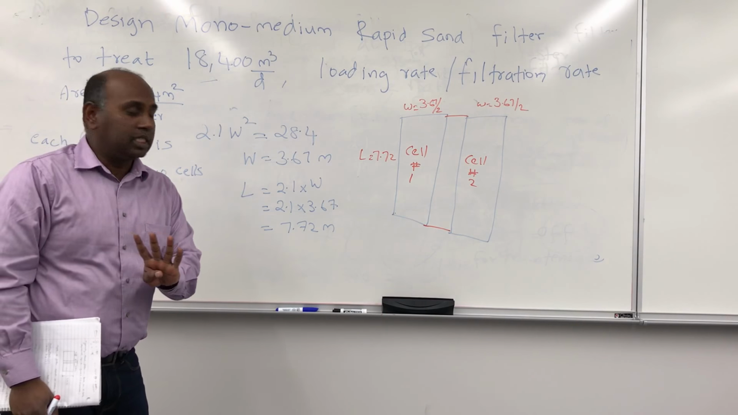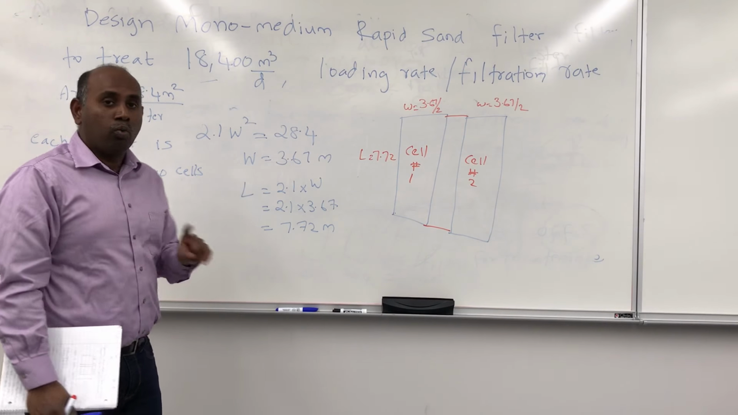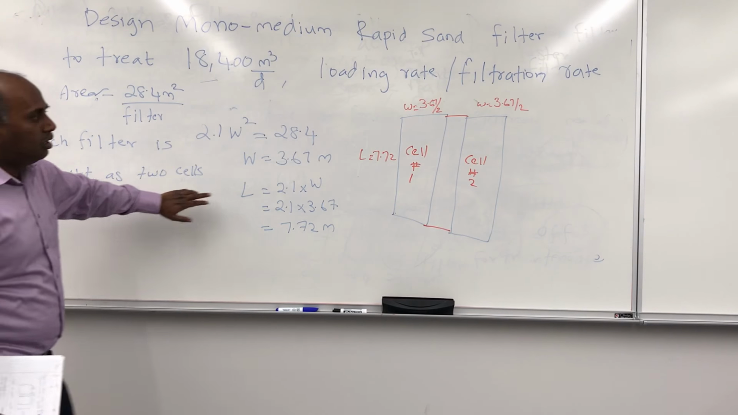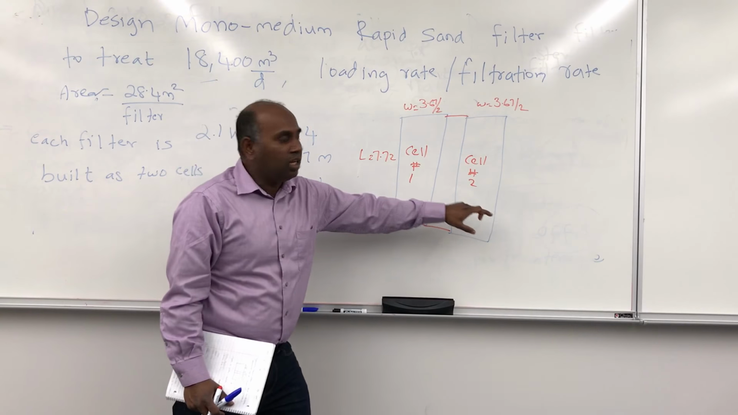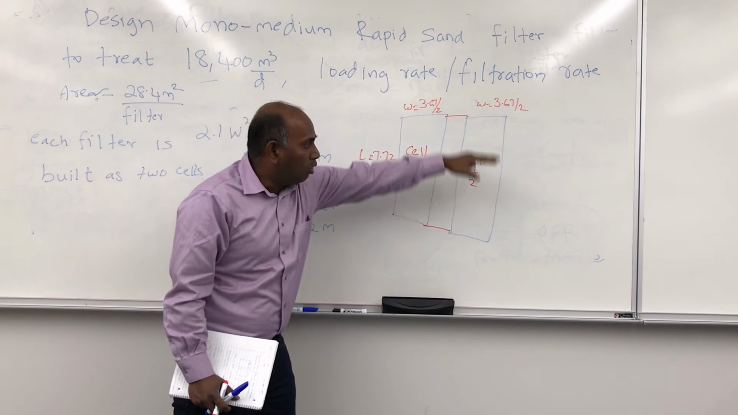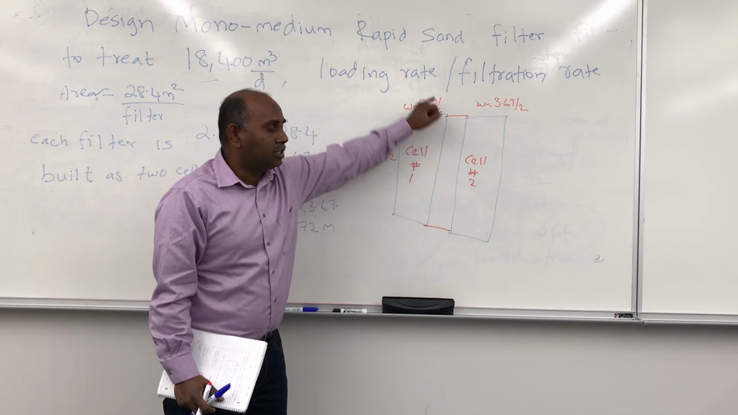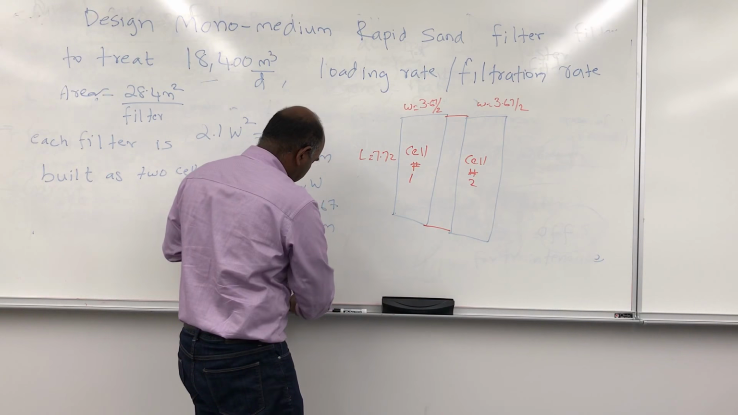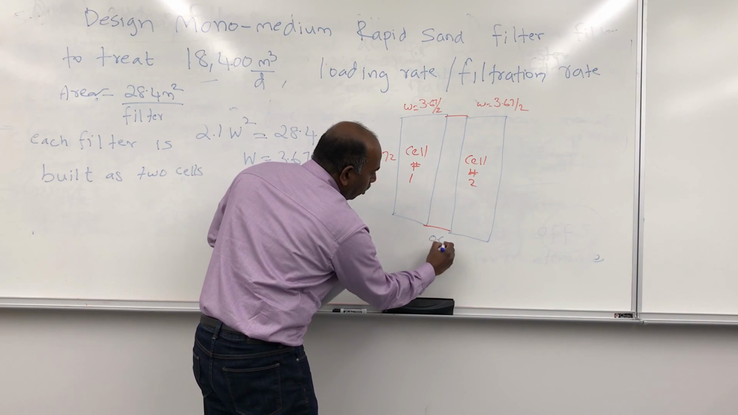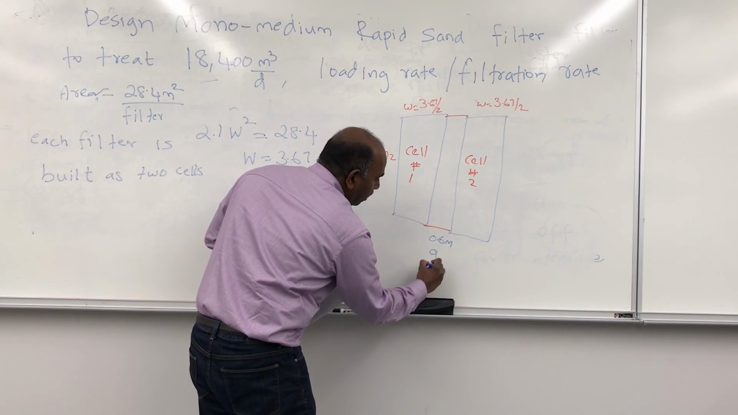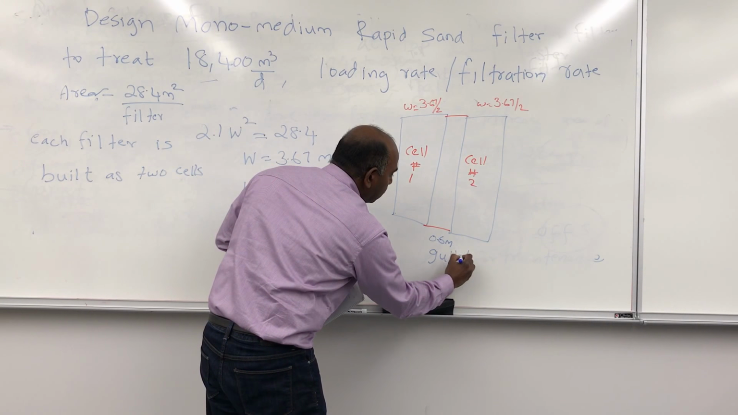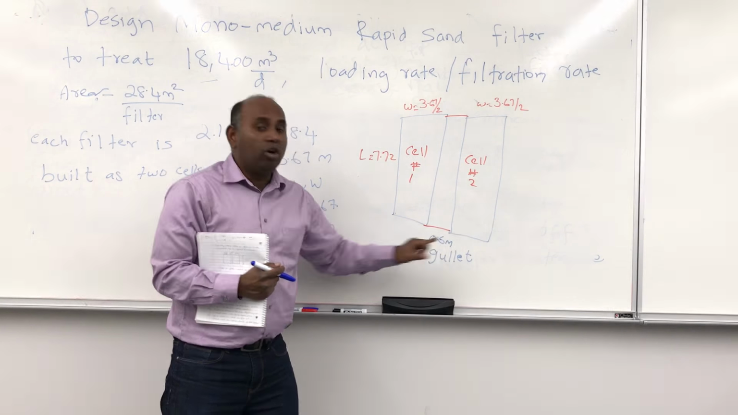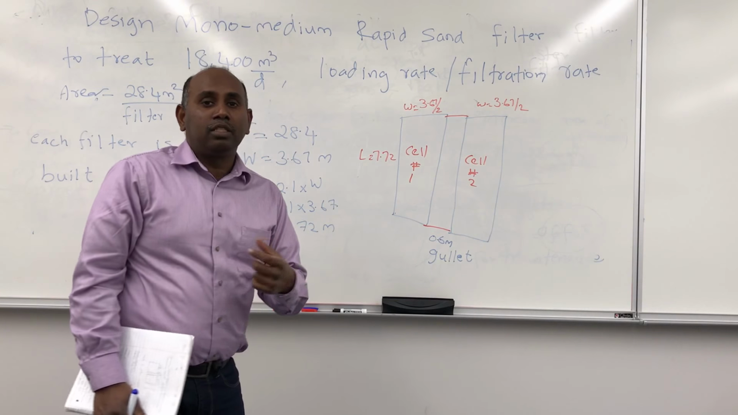We have 4 filters in the system. We designed the length and width for one filter, and each filter is built as 2 cells. So cell 1, 2, and each cell will have half the width. So the whole thing is one filter. Each cell is half the width. Now this part right here is about 0.6 meters, and it is called a gullet. So each cell is separated by a distance of 0.6 meters, and that spacing is called gullet.